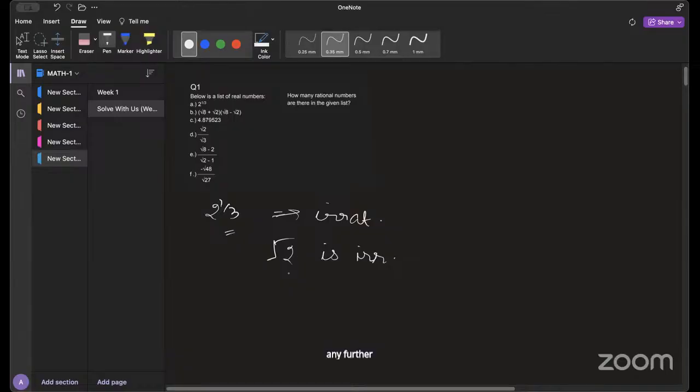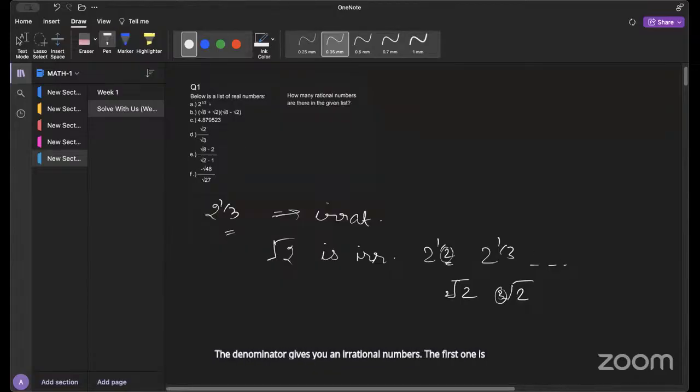So it's 2 to the power 1 by 2, 2 to the power 1 by 3, and so on. In every power where you have something other than 1 in the denominator, you get an irrational number. So the first one is an irrational number. So A is incorrect.